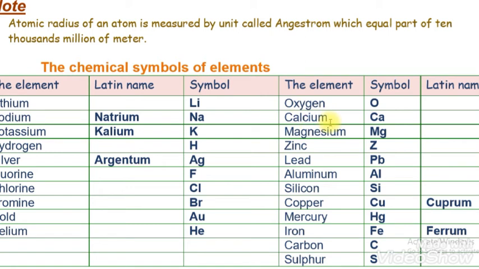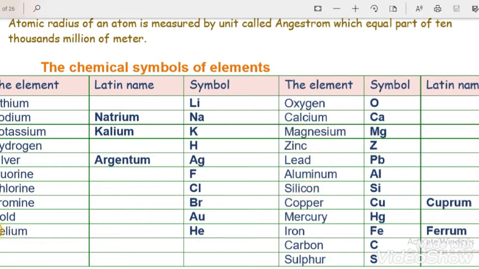For calcium, we can't use a capital C, because it is already used by carbon. The carbon symbol is capital C. If we took the capital C for calcium, it would be the same element. So all the scientists chose to take the first two letters of calcium as its symbol.